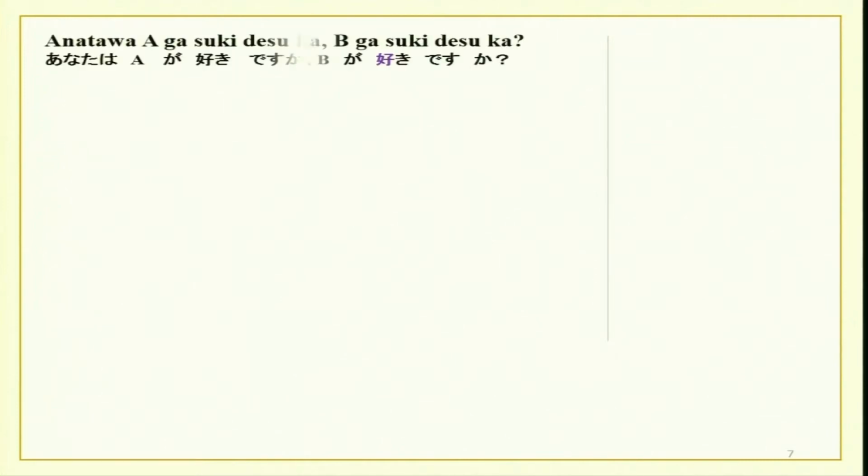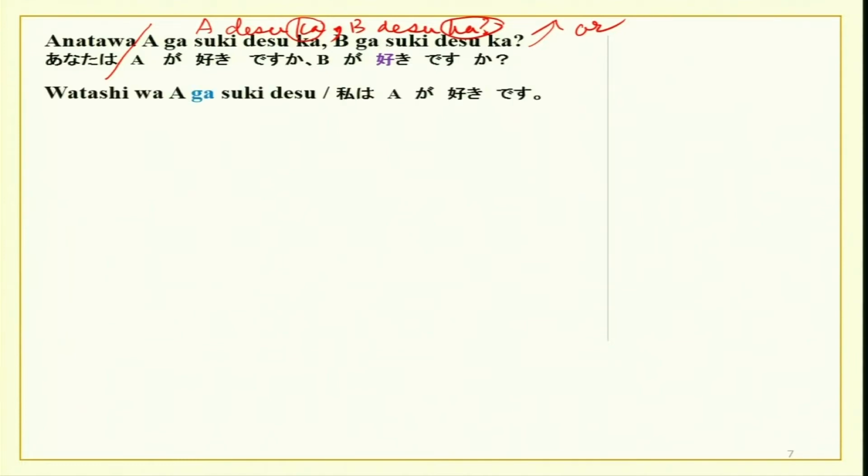So, this is what you have done earlier. Anata wa A ga suki desu ka, B ga suki desu ka? Or we can also remove this and just say A ga suki desu ka, B ga suki desu ka with a rising intonation, and you are asking somebody. A desu ka, B desu ka. This ka over here is the question marker, and this ka is equivalent to "or" in English. Now, let us see what the answer is.